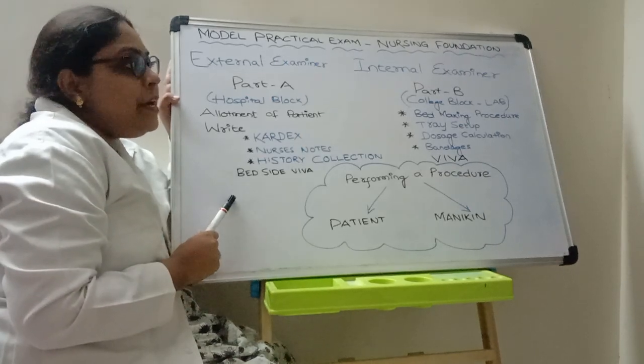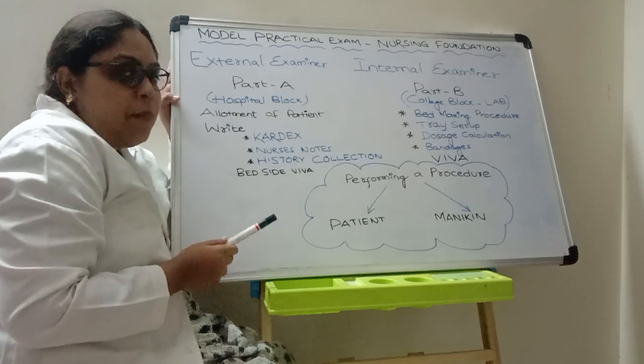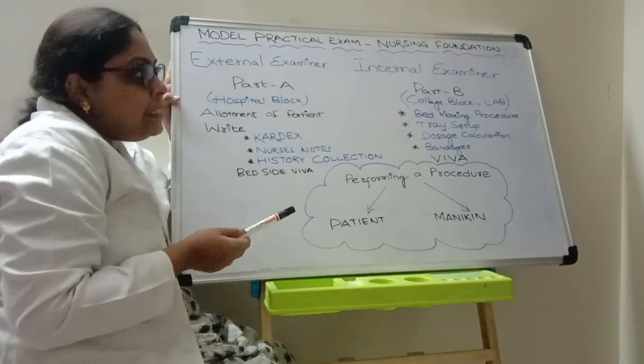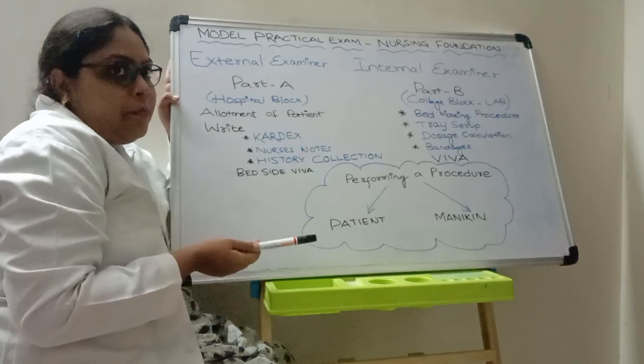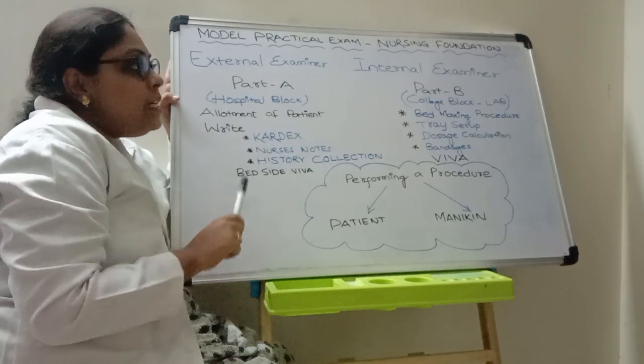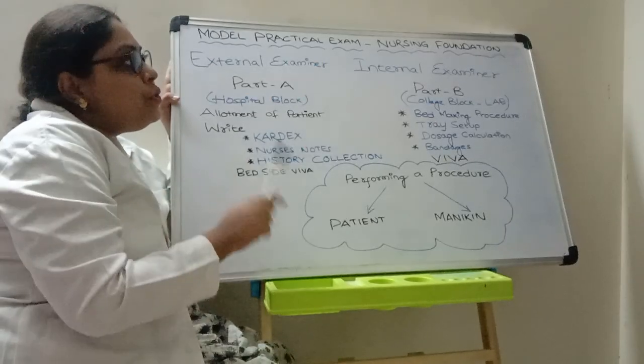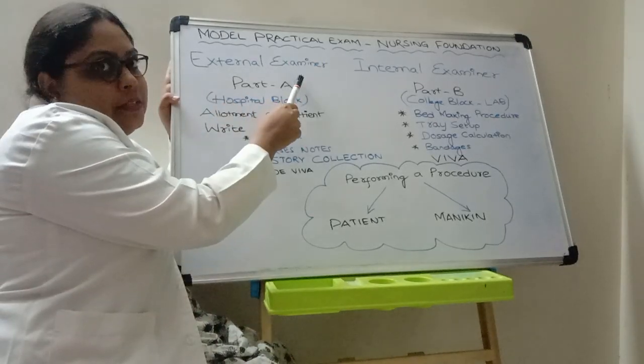So what are the equipment needed? Like a bowl, next warm water, towel, nail cutter, kidney tray, paper bag and one Vaseline. This is the tray setup that you have to arrange and you have to show to the examiners.